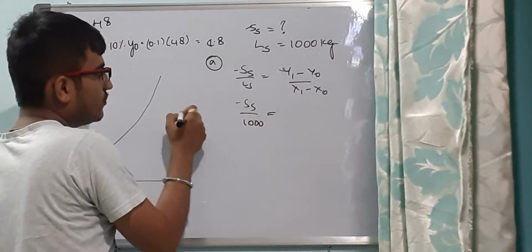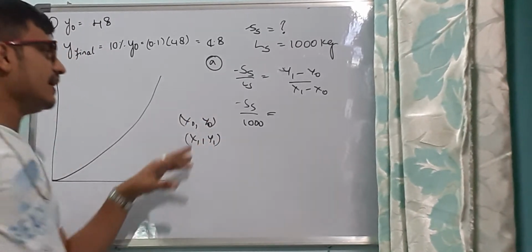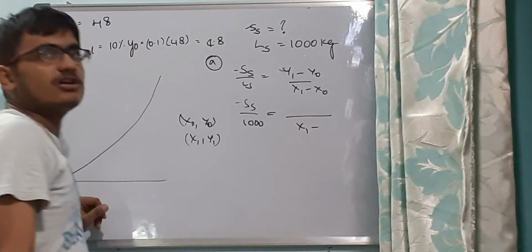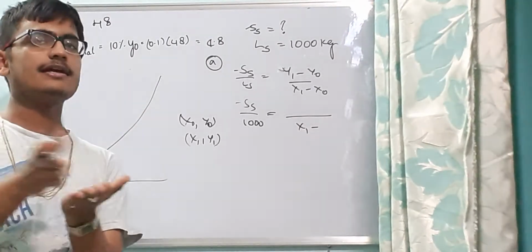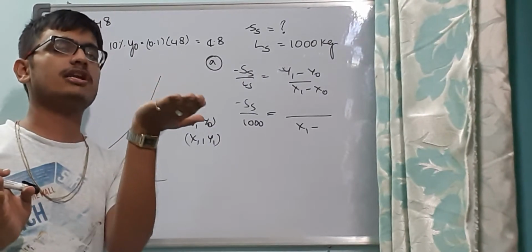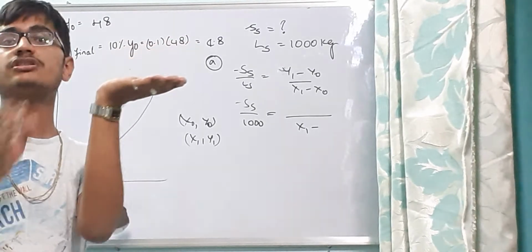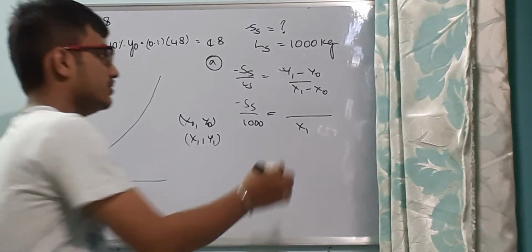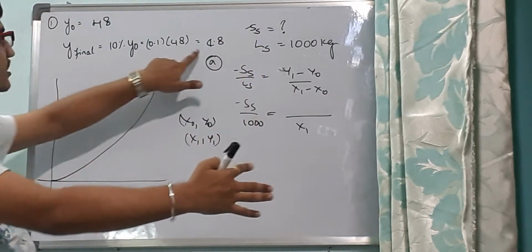Now LS is 1000. So what are the points? X0, Y0 and X1, Y1 are the points. X0 is 0, absolutely, because initially there is no solute settled on the adsorbent. When you are giving the solid material, the adsorbent, and it gets in contact with the aqueous solution, there is nothing settled on the solid. So it is 0. So Y1 is what? The final value after the stage, which is 4.8.